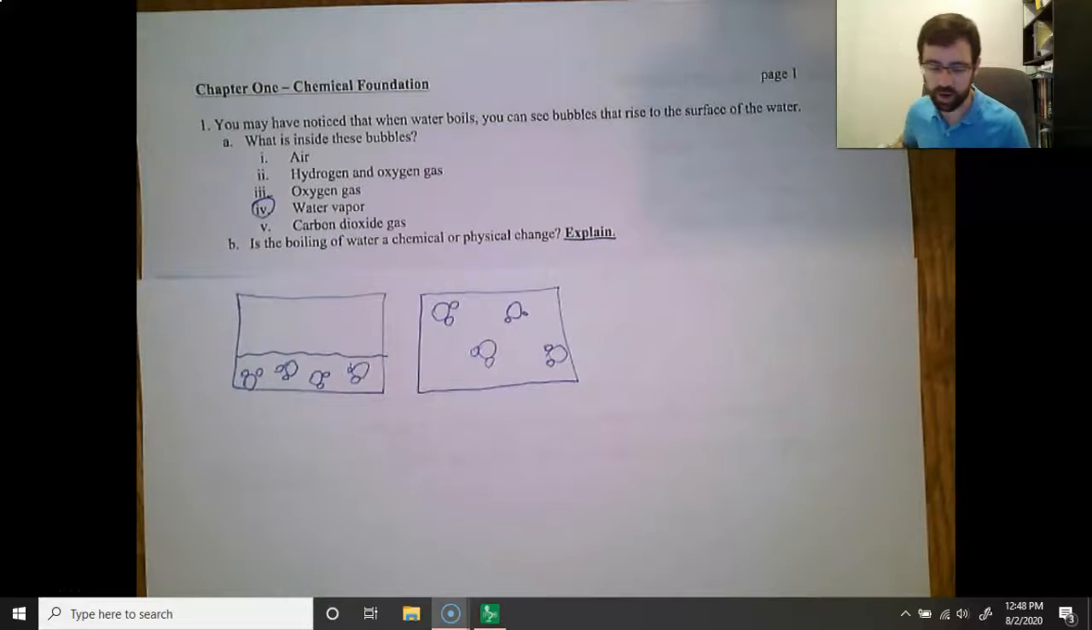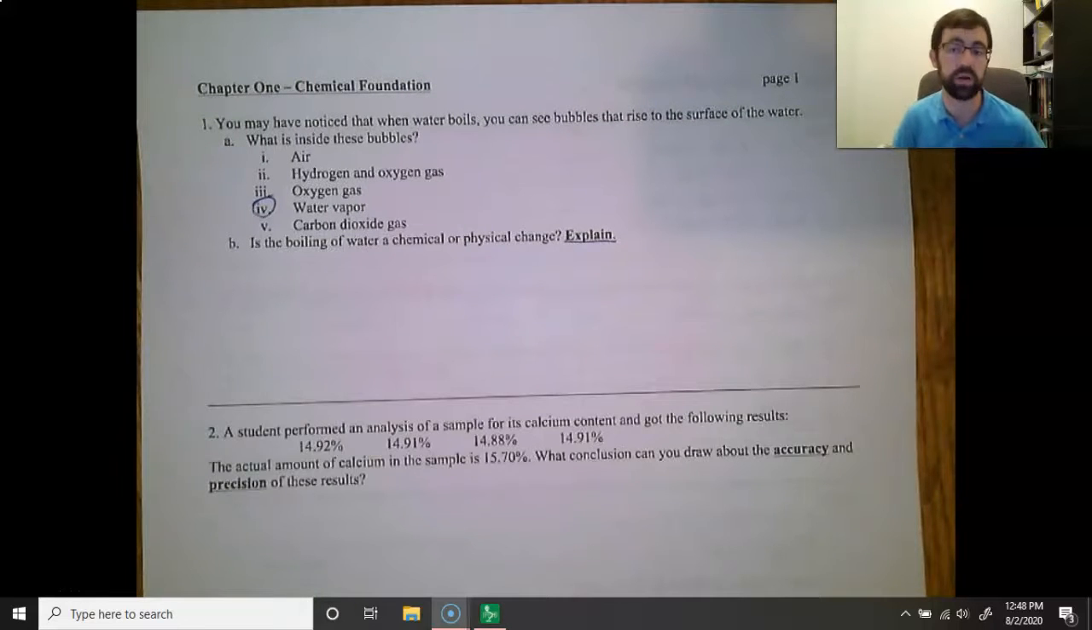So our answer here, what we want to do is say, yes, it is a physical change, but we also want to explain why. There's a lot of ways you can put this in your own words, but is it physical or chemical? It's a physical change because it's still water. The H2O molecules are still H2O. They just changed state of matter. That is a physical change, not a chemical change.